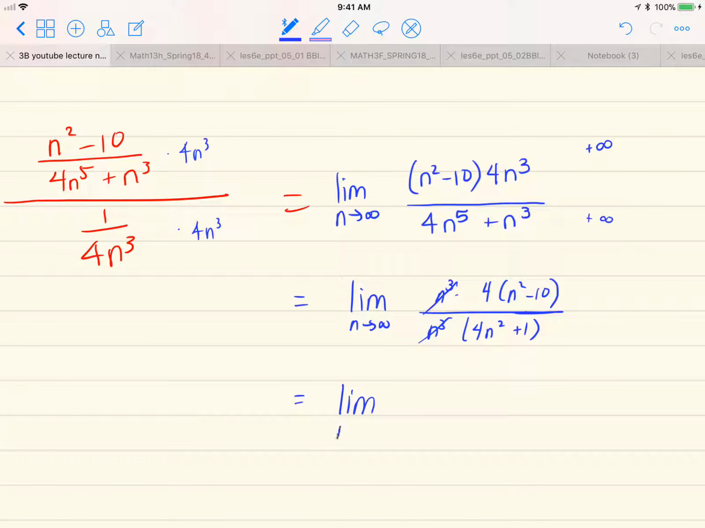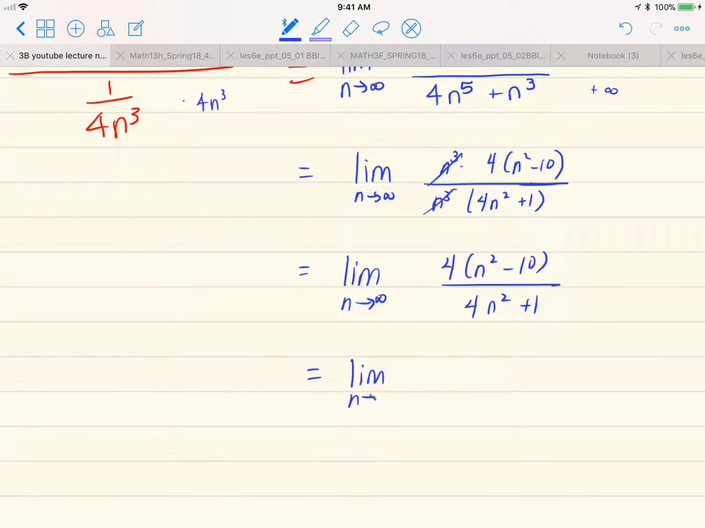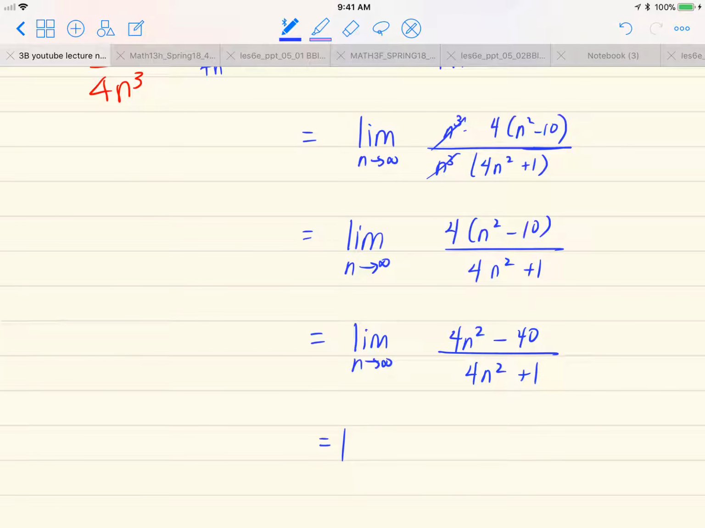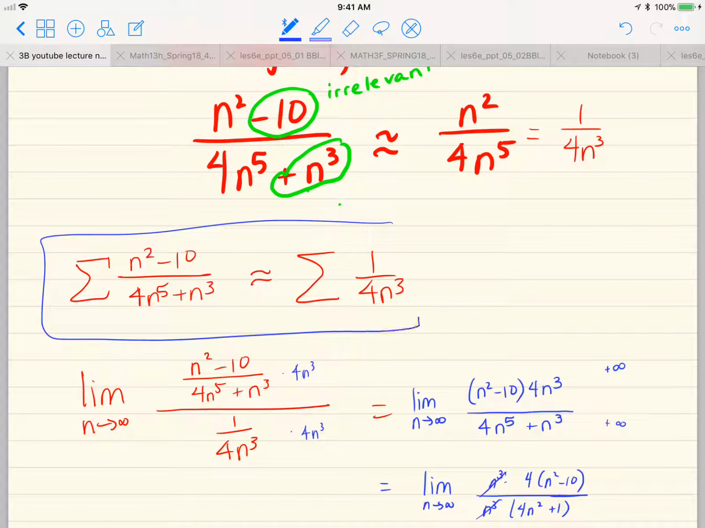So we'll have the limit as n goes to infinity of 4 times (n squared minus 10) over (4n squared plus 1). So that's going to be the limit as n goes to infinity of (4n squared minus 40) over (4n squared plus 1). And this limit is equal to 1. You can use L'Hopital's rule repeatedly, you can divide all the terms by n squared, you can compare the dominating terms any way you want to. Just arrive at the fact that your limit is equal to 1. So L is equal to 1, which means these series here both converge or both diverge.